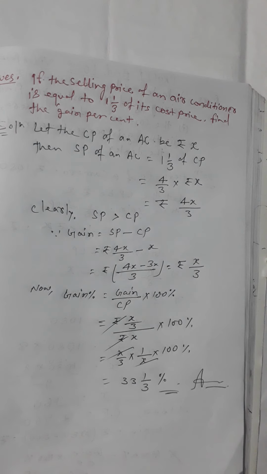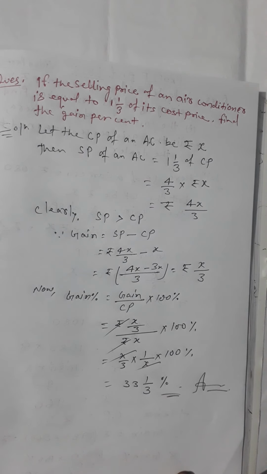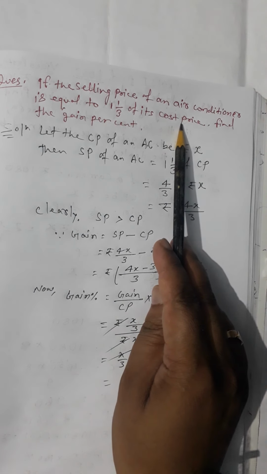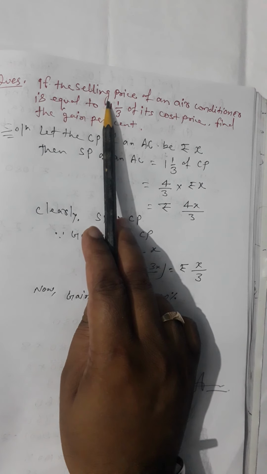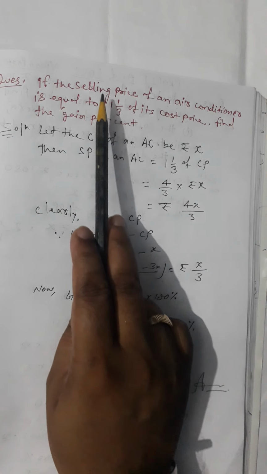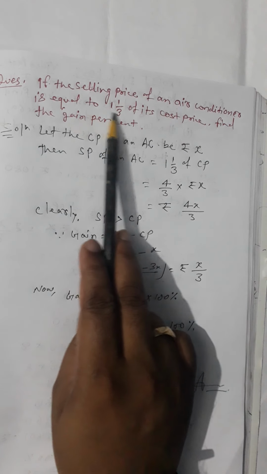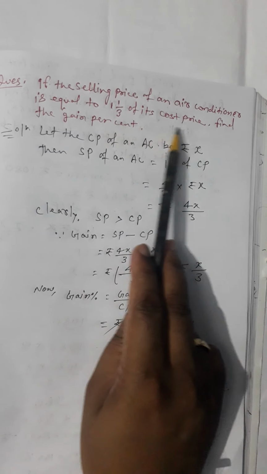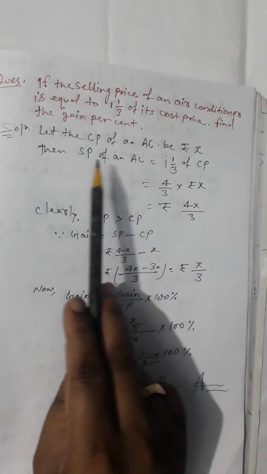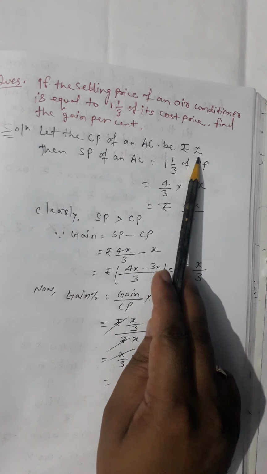Now dear, second one: if the selling price of an air conditioner, AC, is equal to 1 and 1 by 3 of its cost price, find the gain percent. Okay, so in this case CP is an unknown value and SP is also unknown, but the relation between SP and CP is given. What? The SP of an AC is equal to 1 and 1 by 3 of its CP. So let the CP of an AC be rupees X.